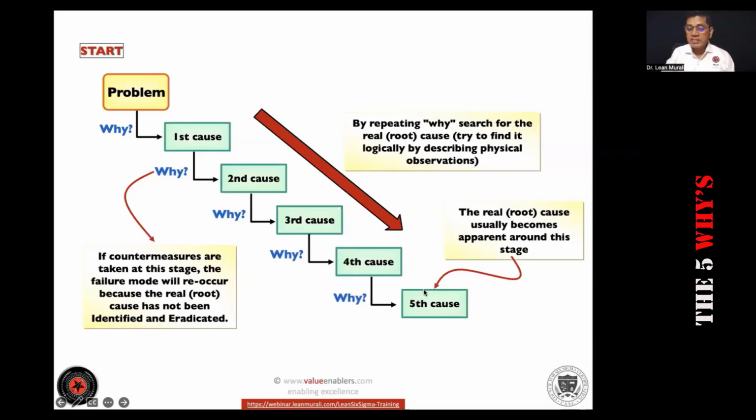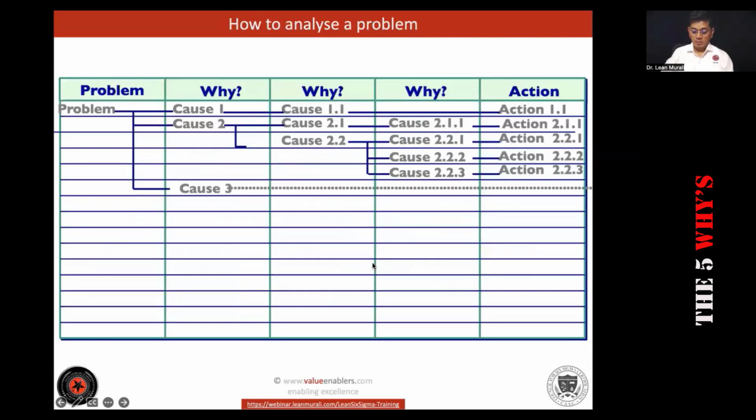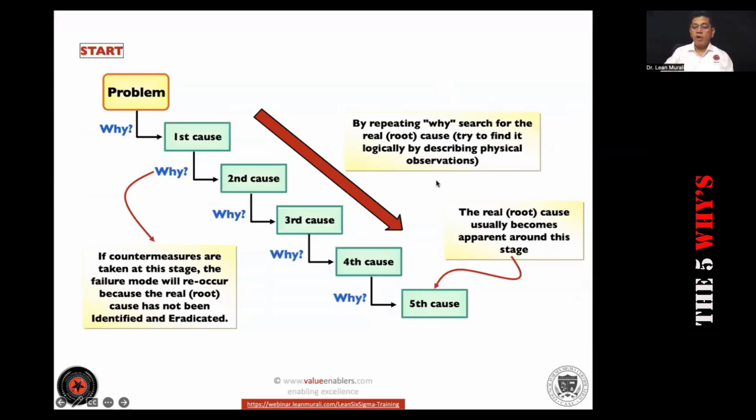Now this fifth cause, then the real root cause usually becomes apparent during this stage. So far, if it is clear on a scale of 9 to 10, give me a 9 or 10 if so far it is super, super clear. Thank you very much.